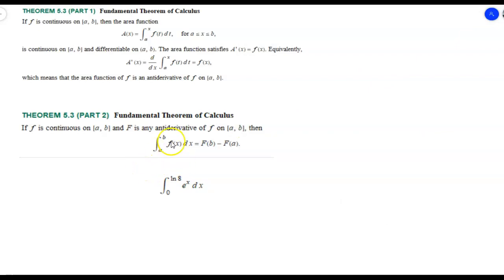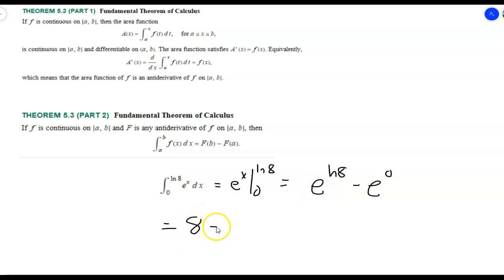Yeah, man, last one didn't look right. All right, so this is going to be equal to the antiderivative of e to the x, which is e to the x, because the derivative of e to the x is e to the x. So this is going to end up being just e to the x, evaluated from 0 to the natural log of 8. So that's equal to e to the natural log of 8 minus e to the 0. And that's going to be e to the natural log of 8. e and natural log are inverse functions of each other, so they cancel out. So we're just left with 8 minus e to the 0.